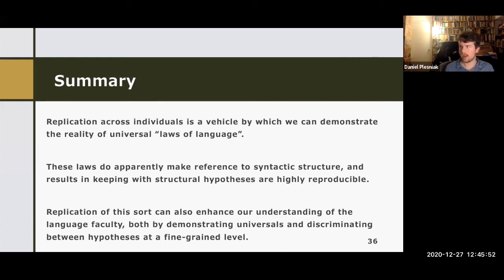So if you have controlled both the external factors like precedence and the internal factors like whether every and his are not structurally sensitive, if you have the right structure, BVA will still be allowed. It's still permissible. It's only when the syntactic facilitation is removed that it becomes truly universally unacceptable. And replication of this sort, as I talked about in section 3, can enhance our understanding of the language faculty, both by demonstrating the universal and discriminating between hypotheses at a fine-grained level.